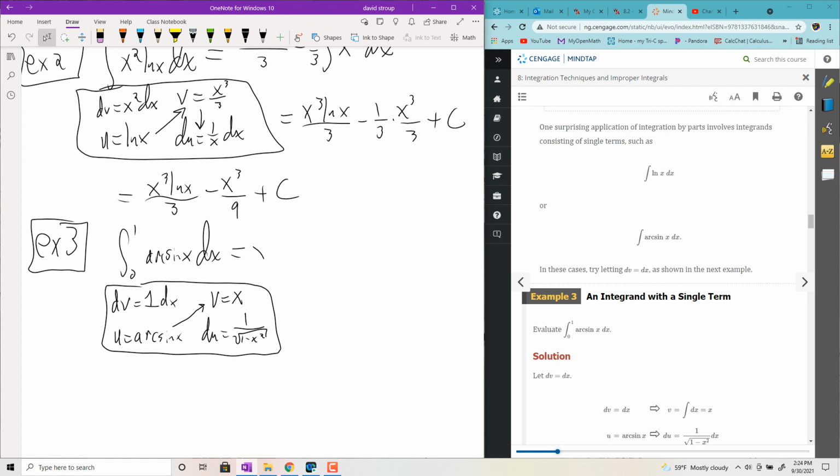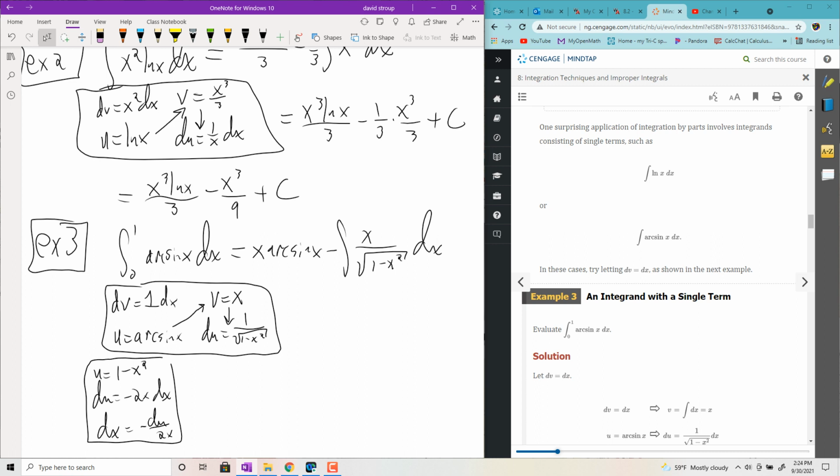U times v is x arc sine x minus v du, which is the integral of x all over the square root of 1 minus x squared dx. And then you could do a u sub on that second integral for the stuff inside the radical. Du will be negative 2x dx. And then dx will be negative du over 2x. So you got a negative 1/2 constant floating about eventually.